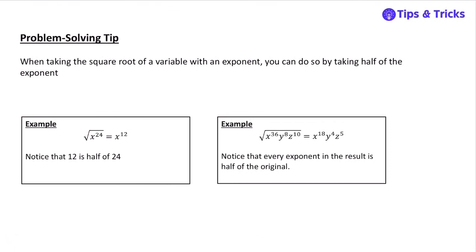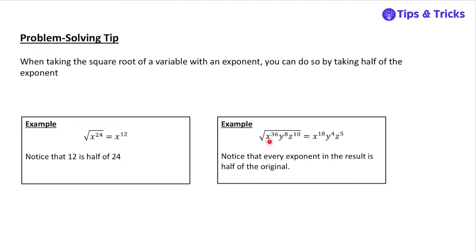So here's a problem-solving tip. Whenever you're taking the square root of a variable with an exponent, you can do so by taking half the exponent. So for example, the square root of x to the 24th, well, the new exponent is just going to be half of 24. So that's how I get x to the 12th.